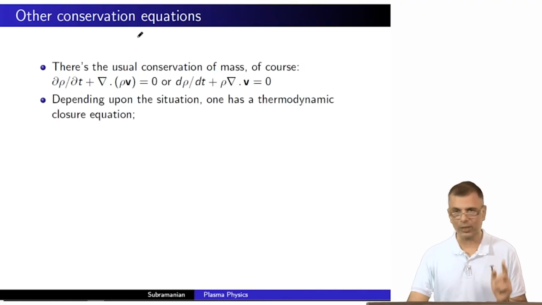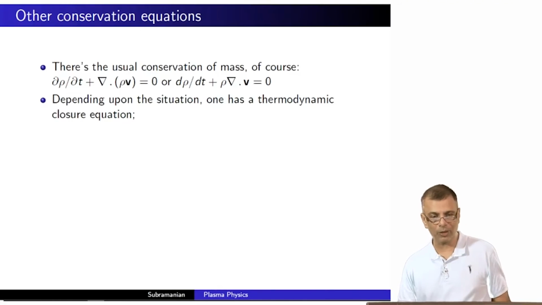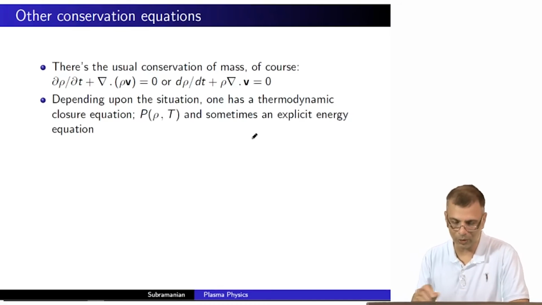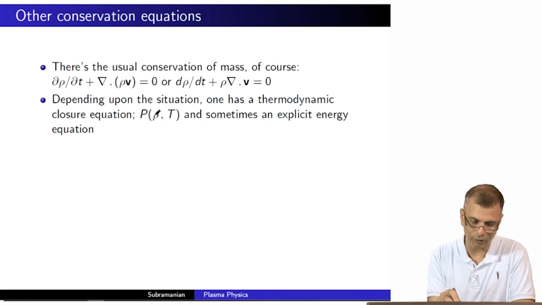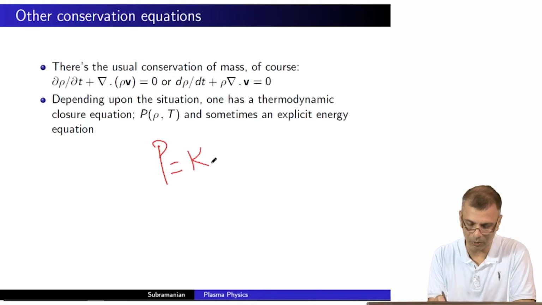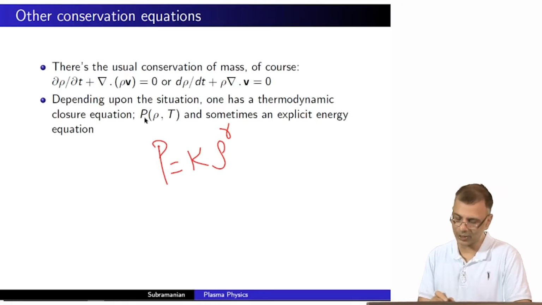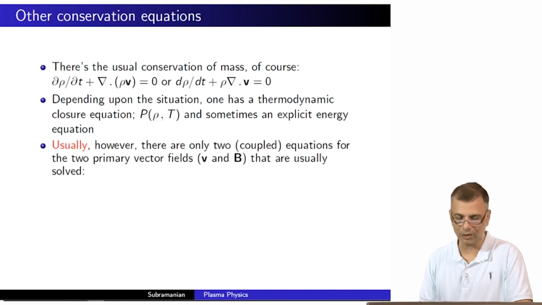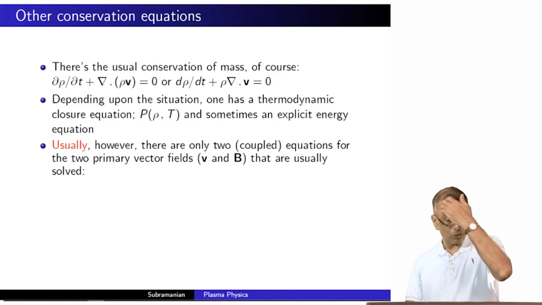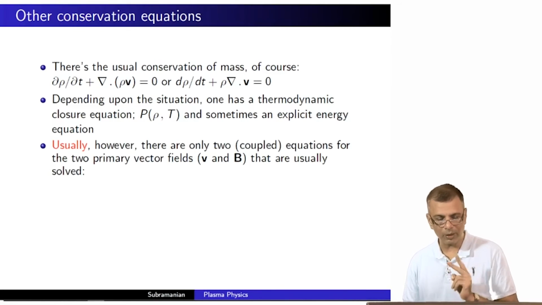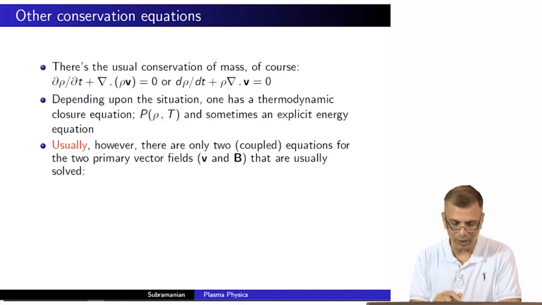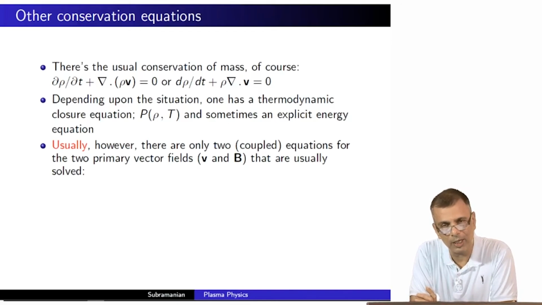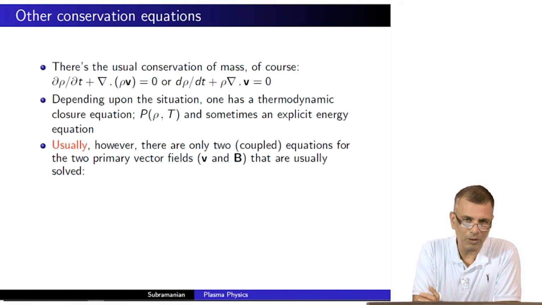Depending upon the situation, one has a thermodynamic closure equation, something like P equals P of rho and T, or maybe a polytropic equation like P equals K rho raised to gamma. Or sometimes, instead of this, you might have an explicit energy equation. That depends on the situation. Usually, however, there are only two coupled equations for the two primary vector fields V and B that are solved. Remember this with regard to MHD.